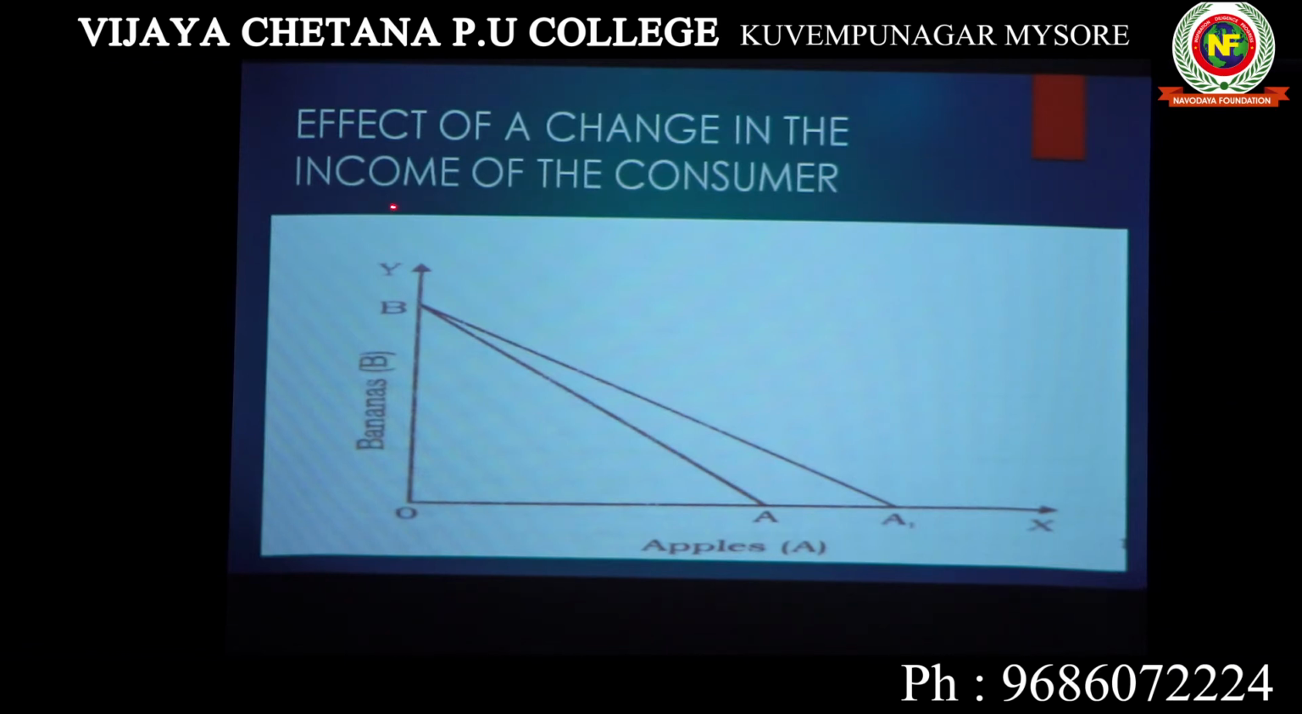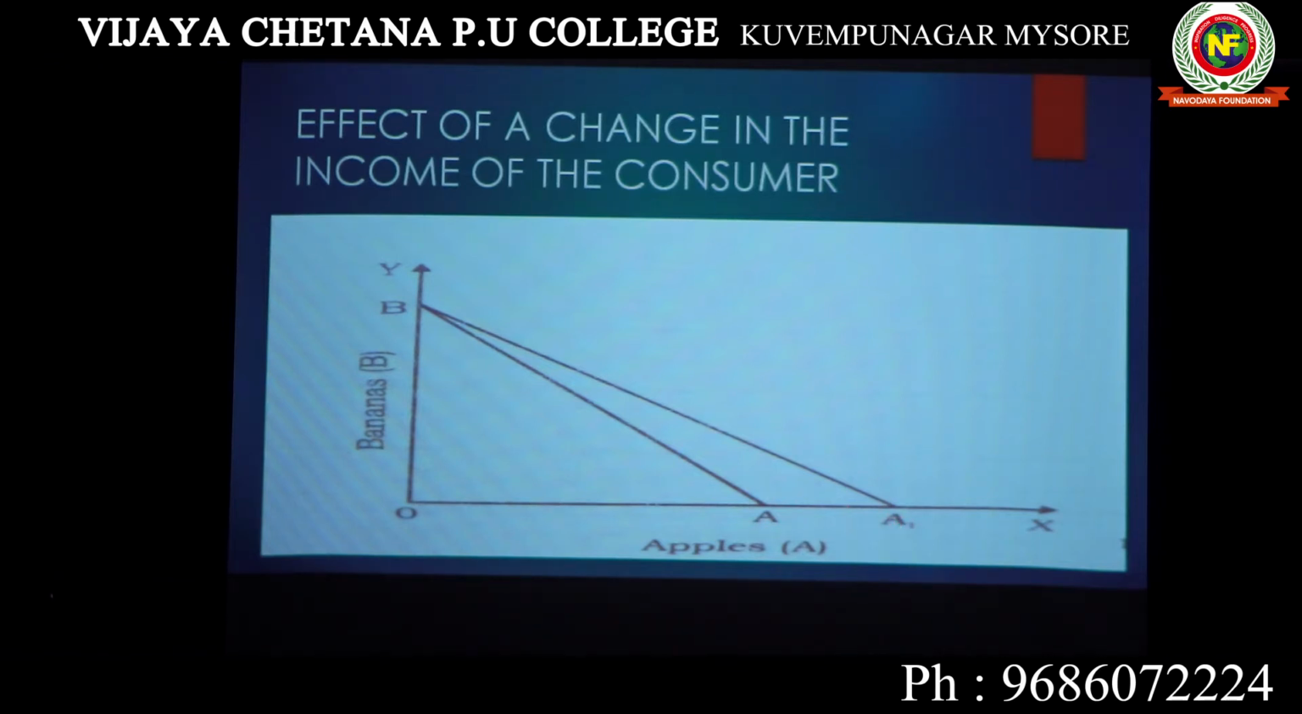See, the effect of a change in the income of the consumer. Here, for banana there is no change in the budget line, but the budget line has shifted forward, to the right side, in the case of apple. What does this mean? The banana price has not changed, so he is purchasing the same amount of banana. Here the apple price has come down, so he has purchased more apple now.